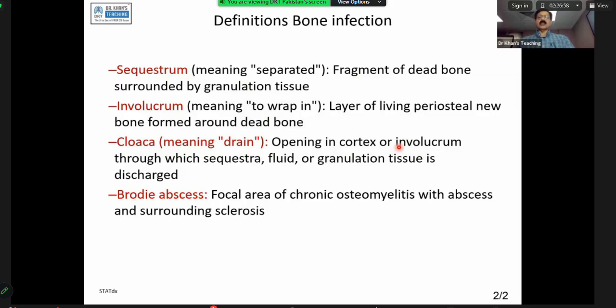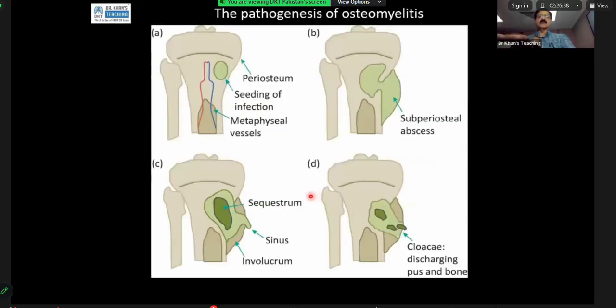So you have to tell the examiner that there is a cloaca, cortex or involucrum, through which sequestra, fluid or granulation tissue is discharged. And then Brodie's abscess. What is Brodie's abscess? I showed you a Brodie's abscess, by the way, on that MR. Focal area of chronic osteomyelitis with abscess and surrounding sclerosis. So this is hematogenous infection here.